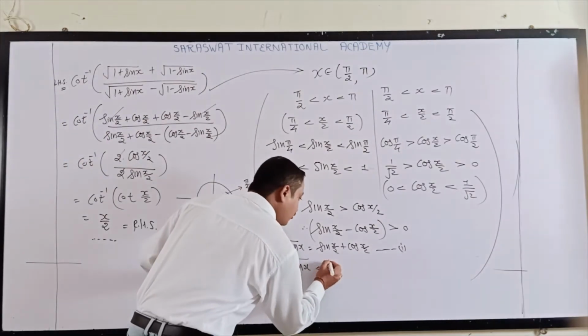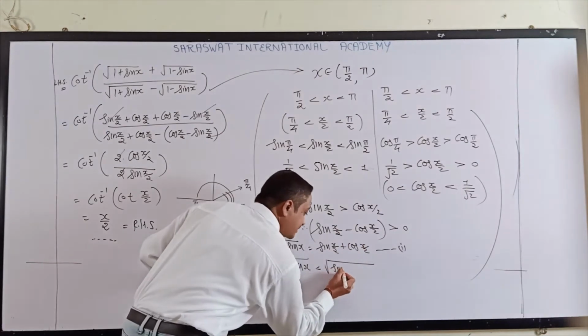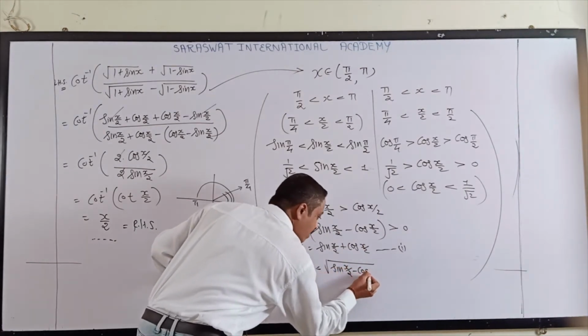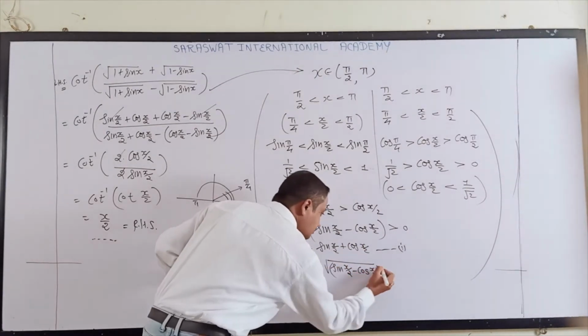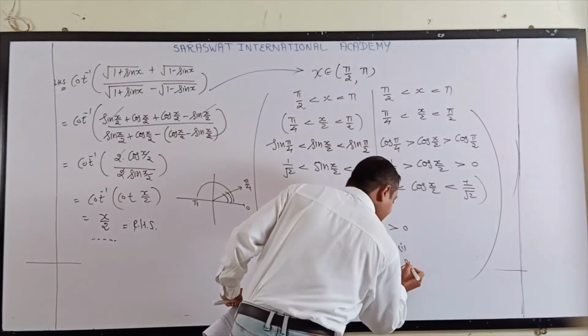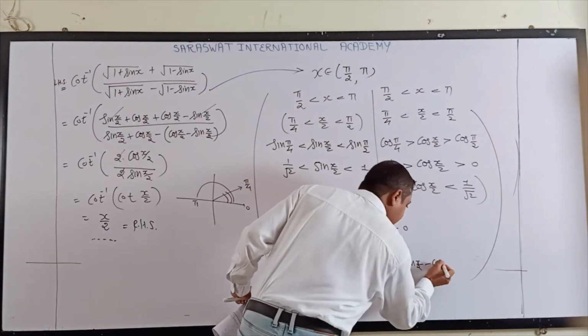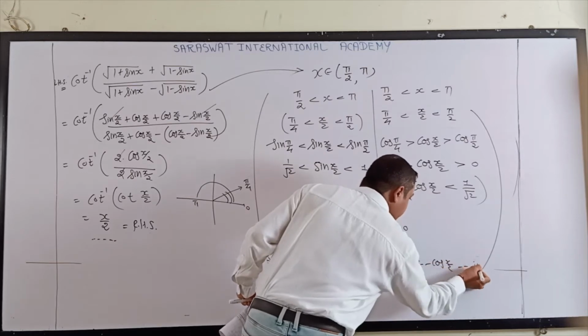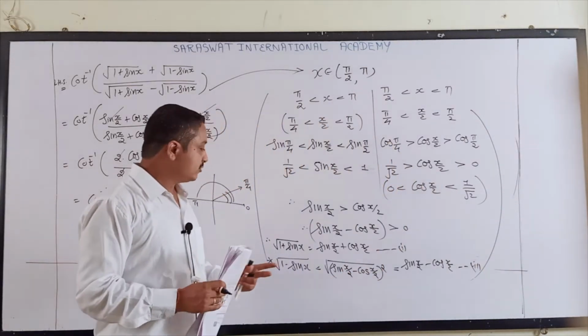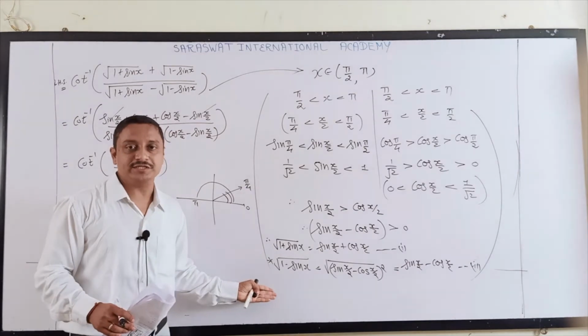So it is a perfect square for which term? Yes, (sin x/2 − cos x/2) whole square. So my answer is finally sin x/2 − cos x/2, statement 2. So method-wise, you explain step by step to students.